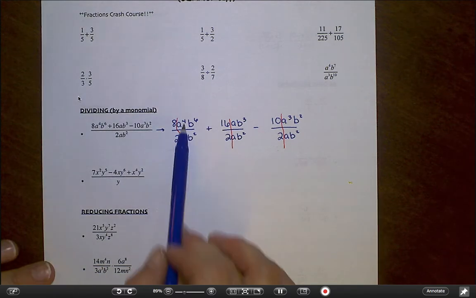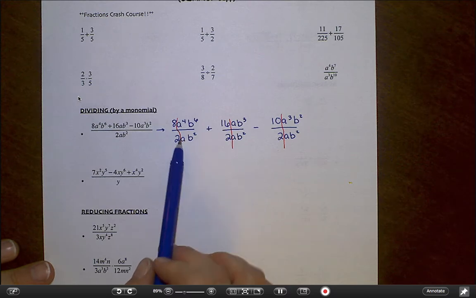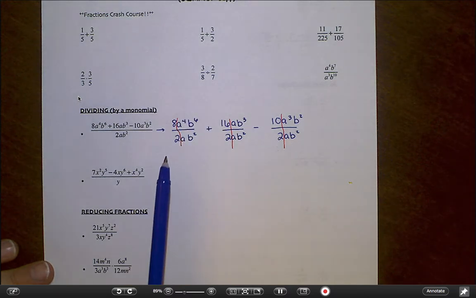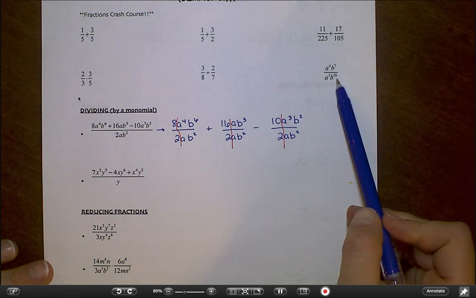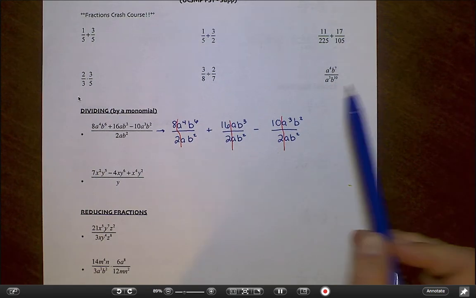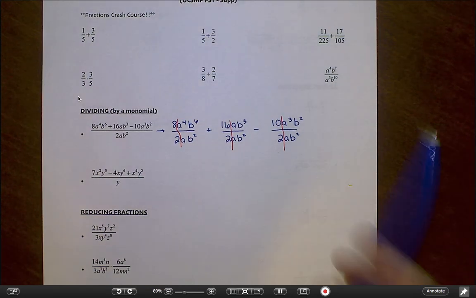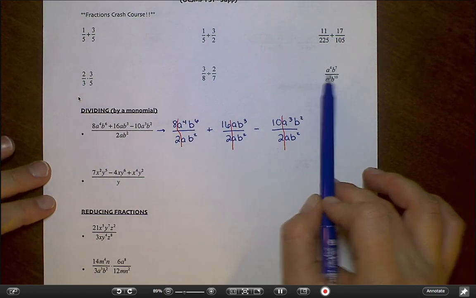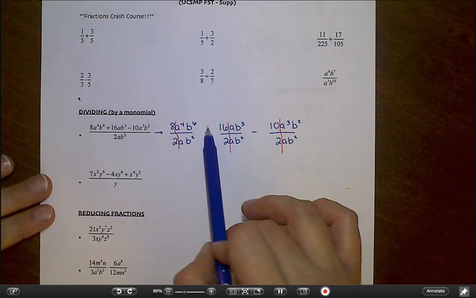But the exponents work a little differently. The exponents, when you divide with powers, you subtract the exponents. And that's what this example was meant to show you. Well, I guess there is one thing I should show you here. So let's take a look at this example real quick, and then we'll circle back to this.